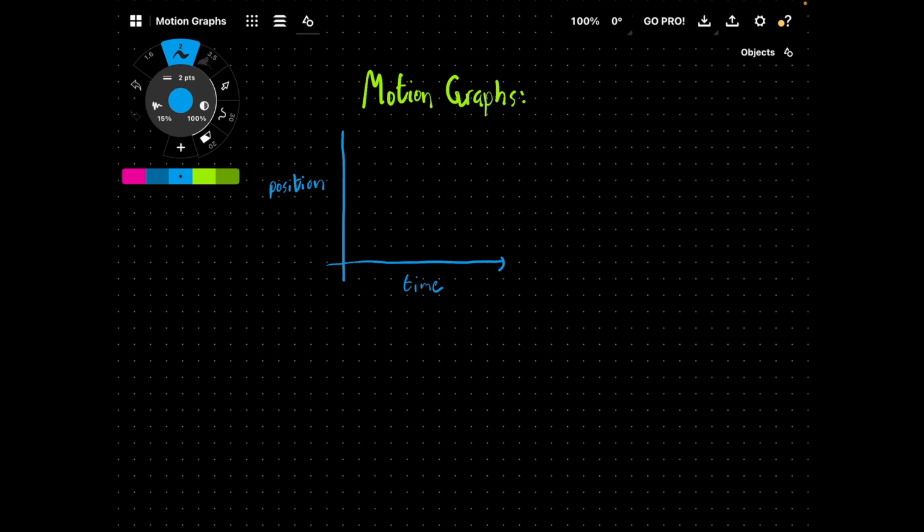The next type of graph is a velocity versus time graph. So it's the same thing. It's pretty much the same structure, except you have velocity on the y-axis and time on the x-axis. So let me draw that really quick.